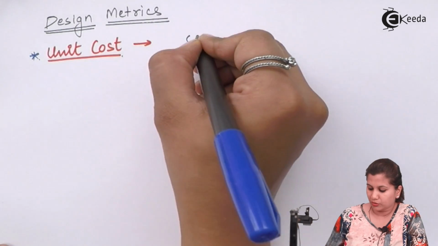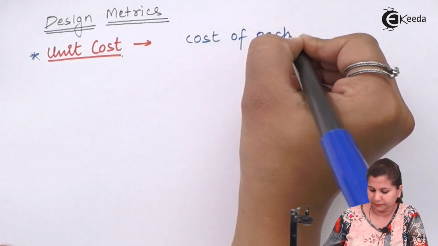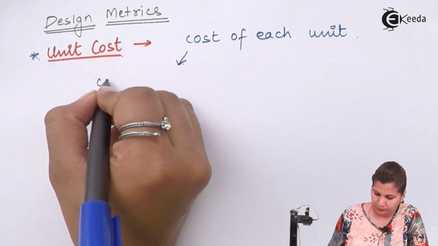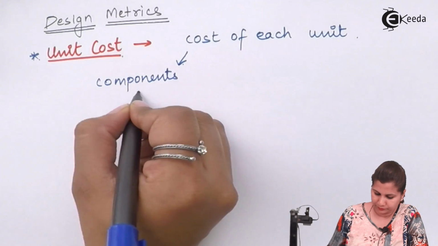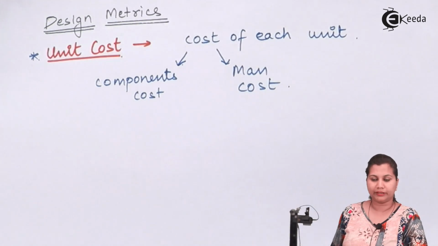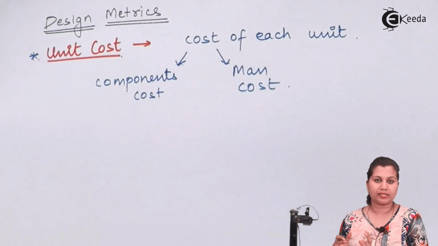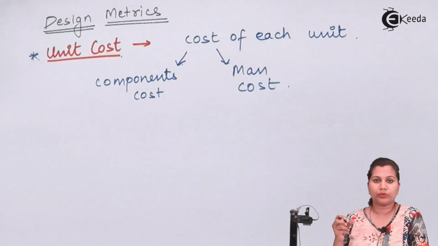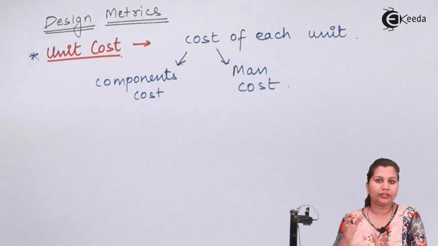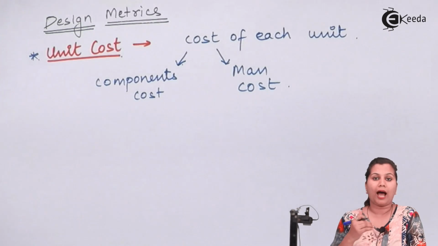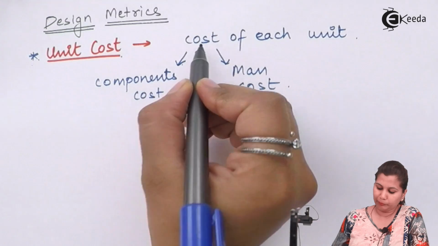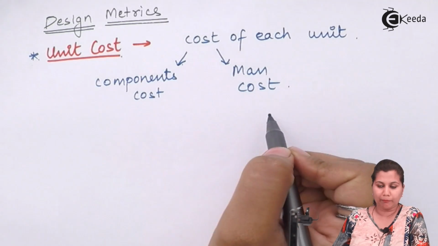Unit cost means the cost of each unit. Now this cost includes the components cost and the man cost involved in it. Like in the embedded system we will have different units, and these units will be made up of different components. So what is the cost of each component, plus during the designing or manufacturing of that unit, how much manpower is required. So that is called the man cost in it. So the cost of each unit will be comprised of the component cost plus the man cost.